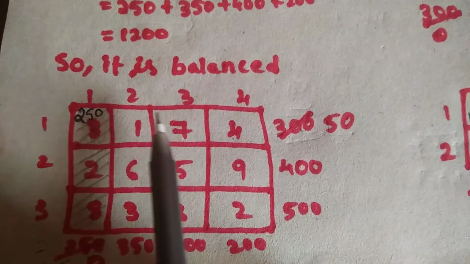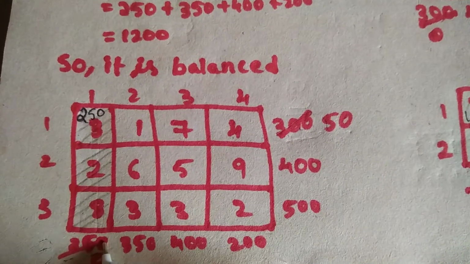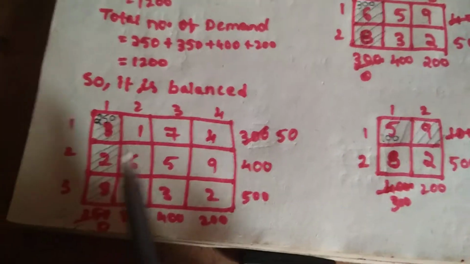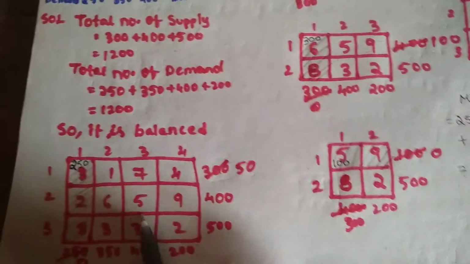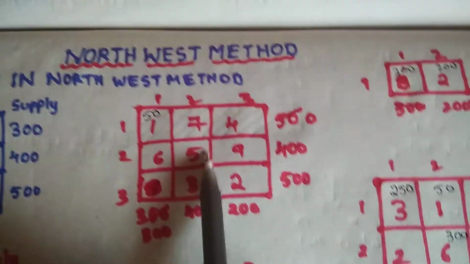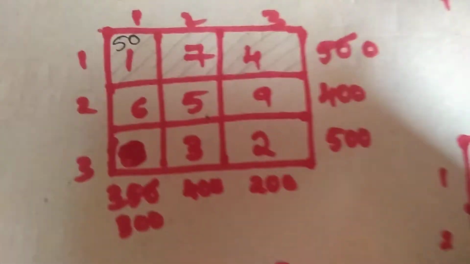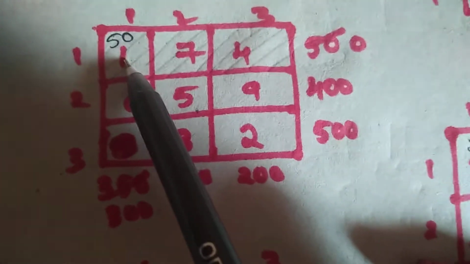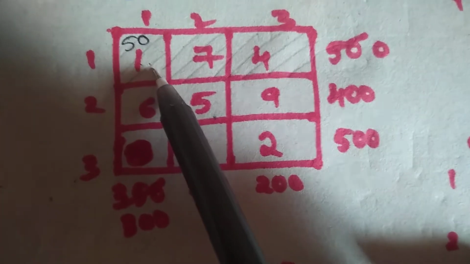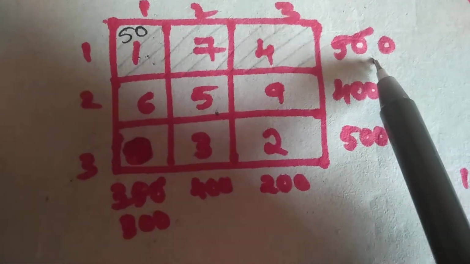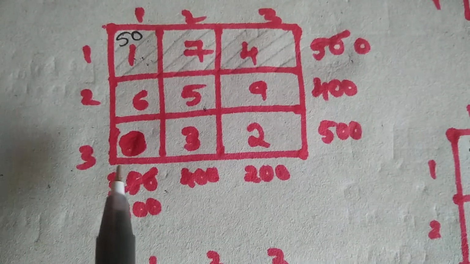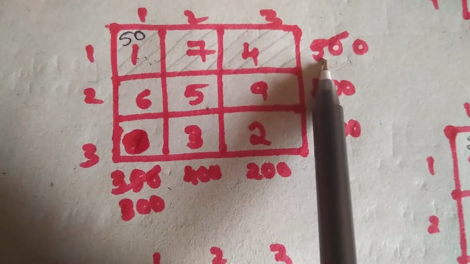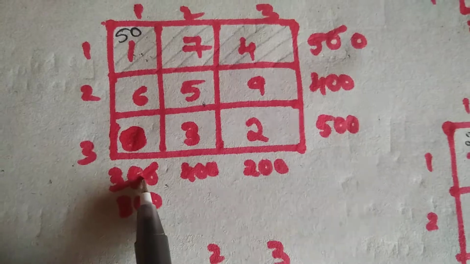Now the next step is to write the remaining rows and columns. The remaining rows are 1 7 4 6 5 9 3 3 2, so I am drawing that table. Again I consider this one as the northwest value. This row is 50, and this column is 350.